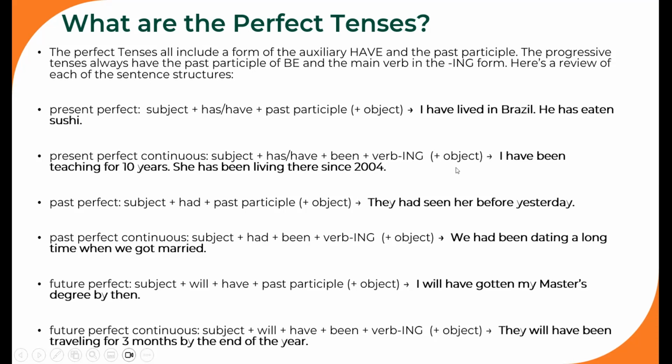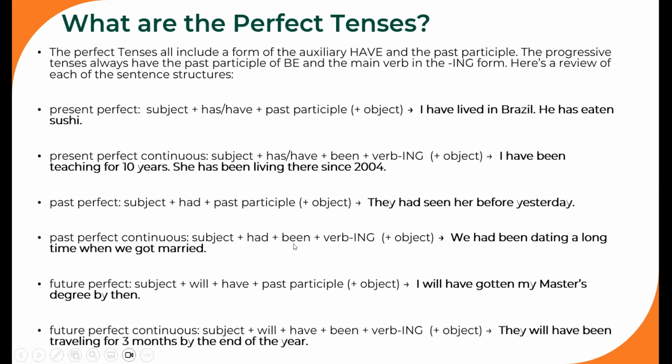So auxiliary verb, been, and the main verb with ing. This is the continuous form. Then we have the past perfect. So we have the auxiliary verb have in past, so had, and the other verb. They had seen her before yesterday. Okay? It is the past of the past, past perfect.